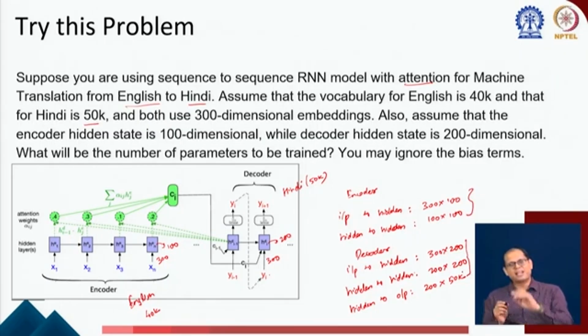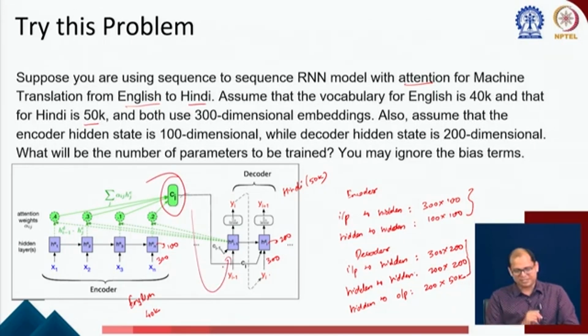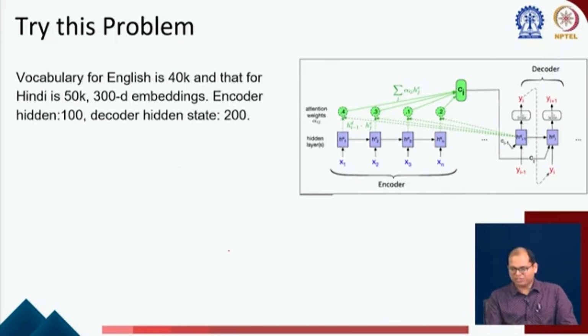Now what extra is added due to attention? Due to attention, you are creating a dynamic context vector and feeding it every time to your hidden state. So that means you have to have this connection: the context vector would give input to the decoder hidden vector. So how many dimensions do you need?